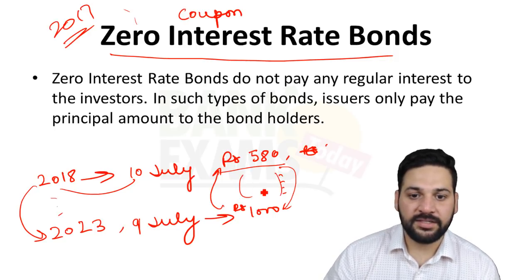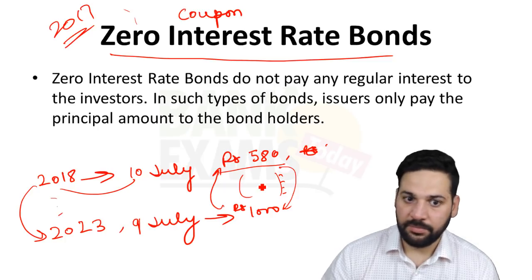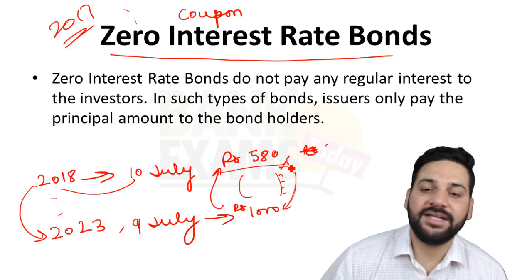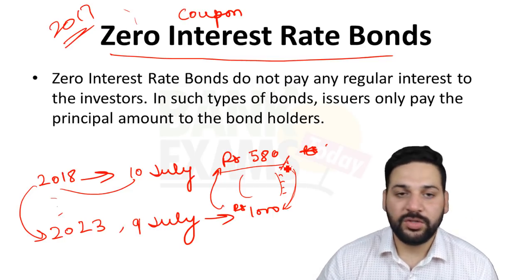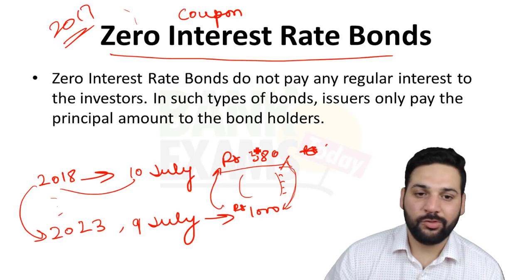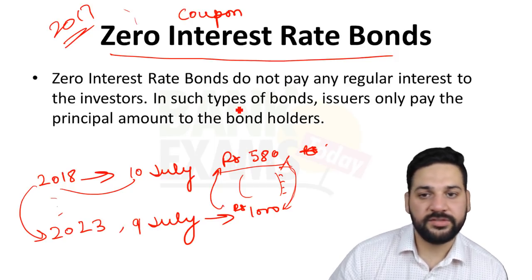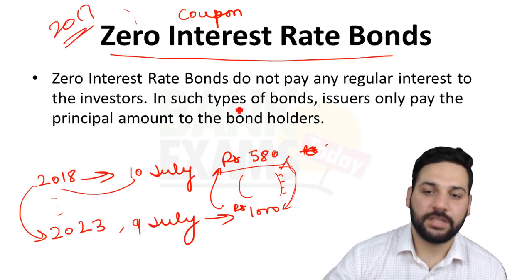Till that period, there will be no transaction. But right now, the bonds are issued at a deep discount. So these bonds are also known as deep discount bonds: zero coupon bonds, zero interest rate bonds, or deep discount bonds.